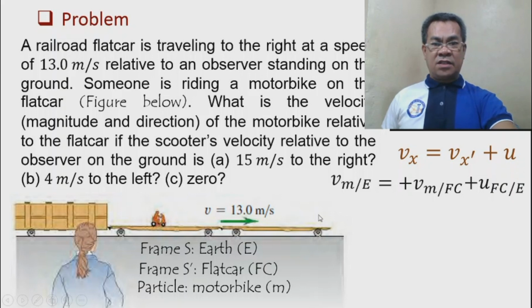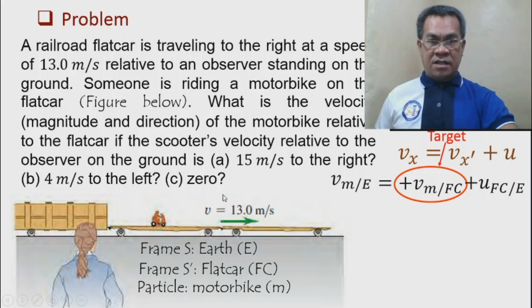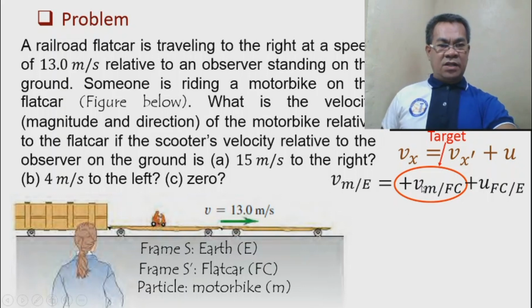So what are the values? What are they given? In letter A, this is the target problem. We will solve for the velocity of the motorbike with respect to the observer riding on the flat car. So the velocity of the motor with respect to the flat car will be our target. So letter A, by the way, the velocity of the flat car with respect to Earth is given as 13.